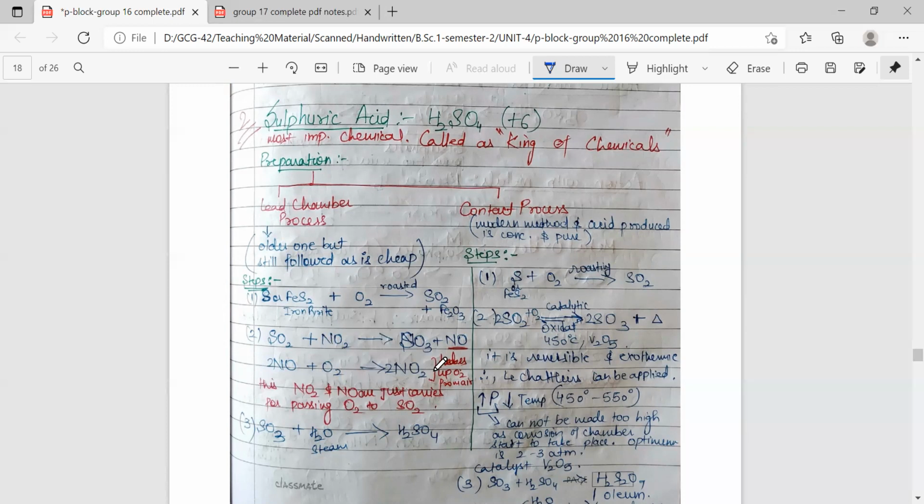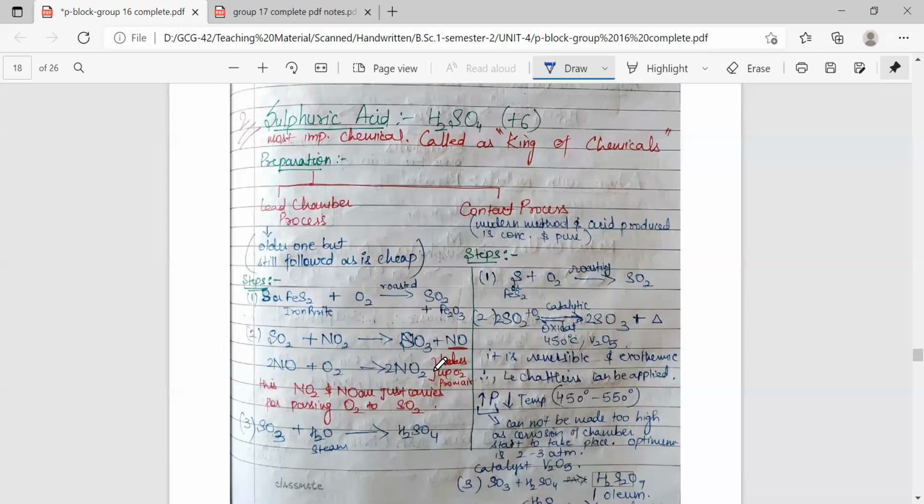In the contact process, the second step is the catalytic oxidation of sulfur dioxide to sulfur trioxide using the catalyst V2O5. It is a reversible exothermic process. Le Chatelier's principle can be used to explain it. With increasing pressure, the forward reaction is favored, and by decreasing the temperature, as it is exothermic, the reaction will go in the forward direction. But the pressure cannot be made too high, as corrosion of the chamber is going to take place.